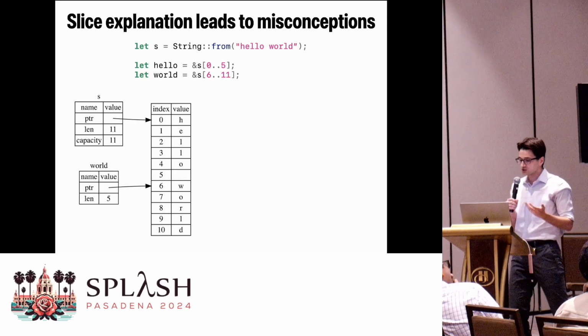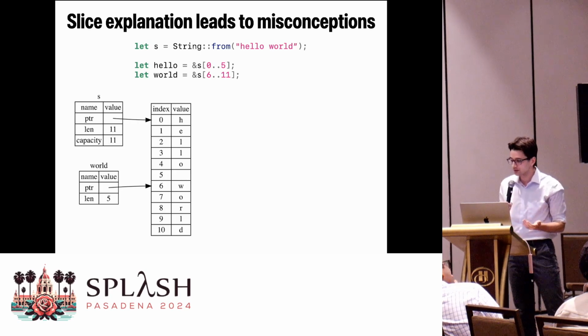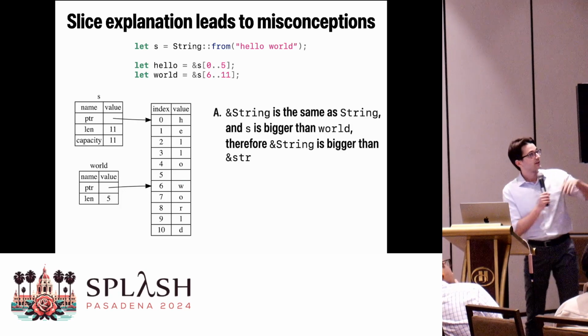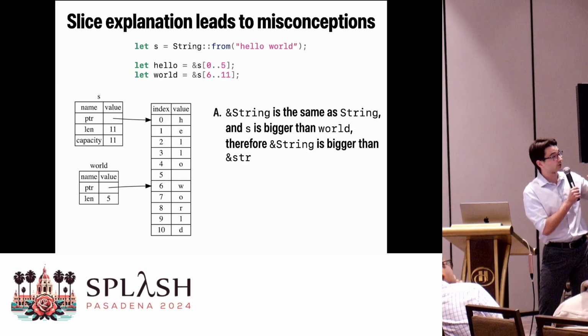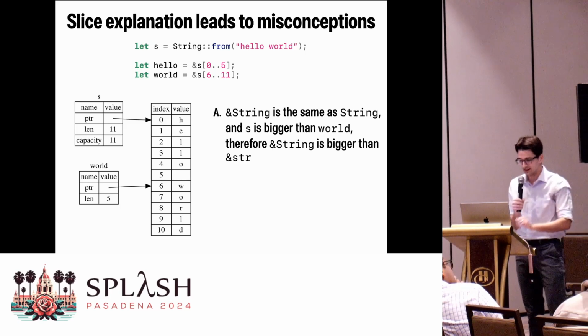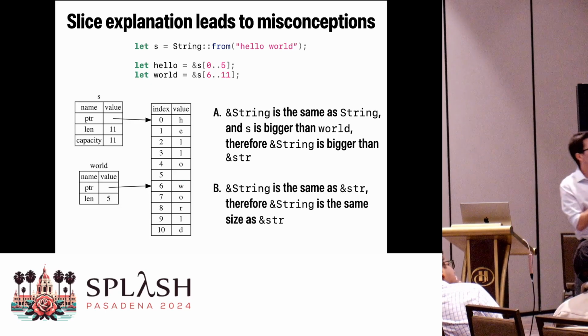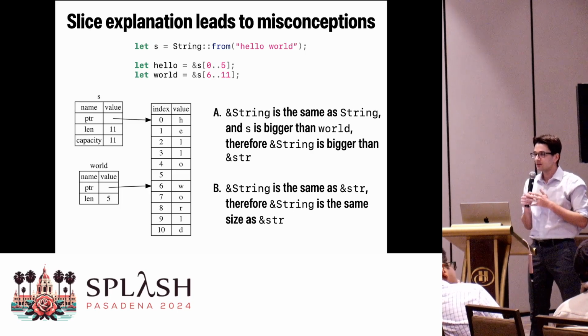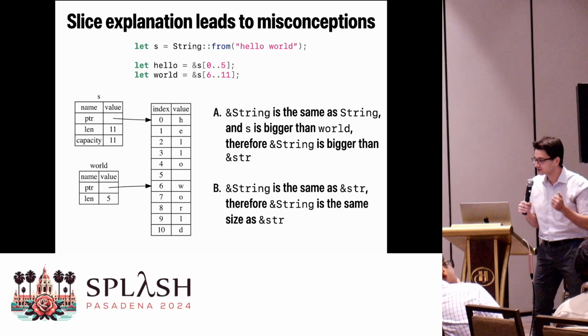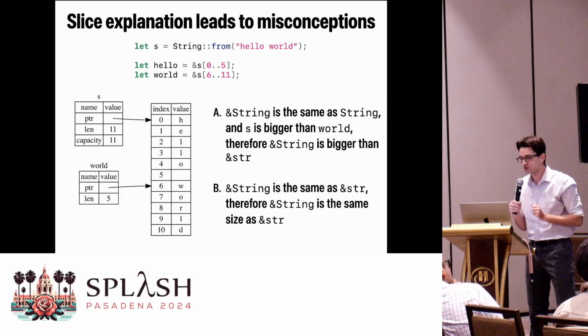And so we conjectured that learners saw this diagram and made one of 2 inferences. Either &String is the same as String, as well as S is bigger than world, therefore &String is bigger than &str. Or perhaps &String is the same as &str, therefore the 2 types are naturally the same size. Both of these misconceptions should be fixable by showing that &String is a distinct object from either type.